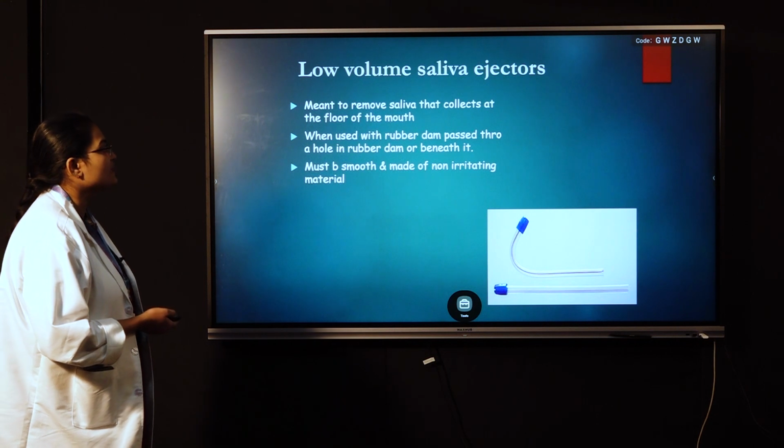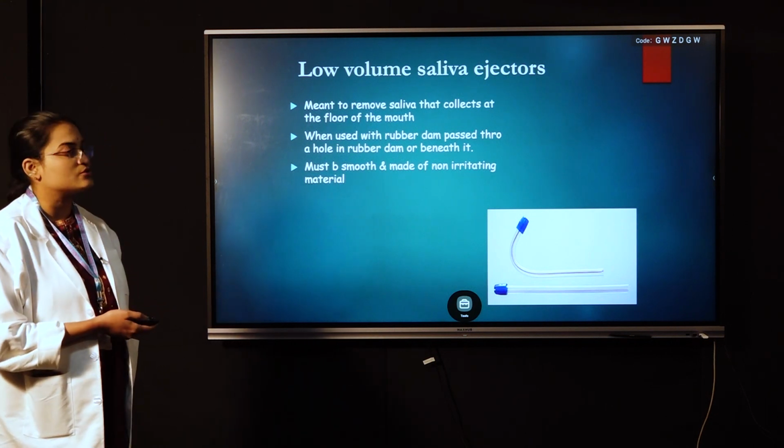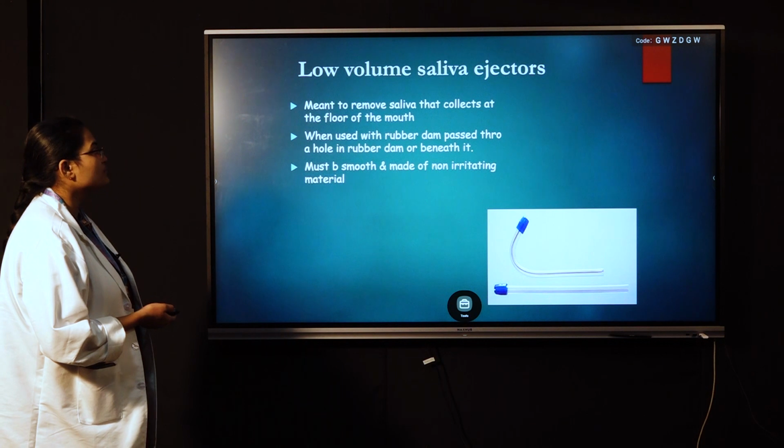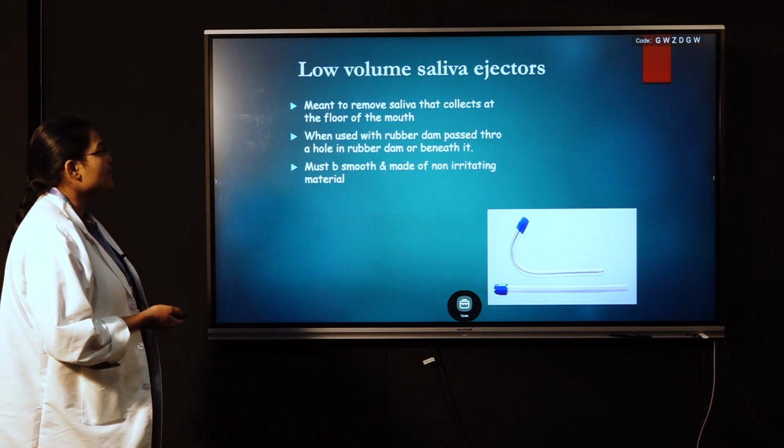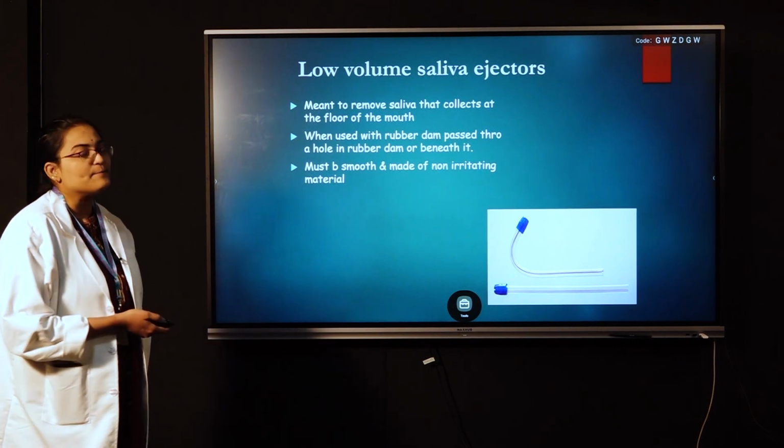The low volume saliva ejectors, these are most commonly used on a daily basis. These are meant to remove the saliva that collects at the floor of the mouth. When used with the rubber dam, they pass through a hole in the rubber dam or beneath it.